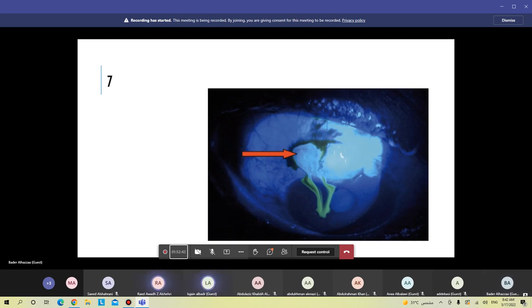Yes, right. Maybe to decrease the pressure, actually to decrease the leak. If increasing the pressure will increase the leak, it makes it more open. Yes. So to decrease the aqueous production, we give an aqueous suppressant, decreasing the amount of fluid coming through the leak, and we give it a better chance to heal.